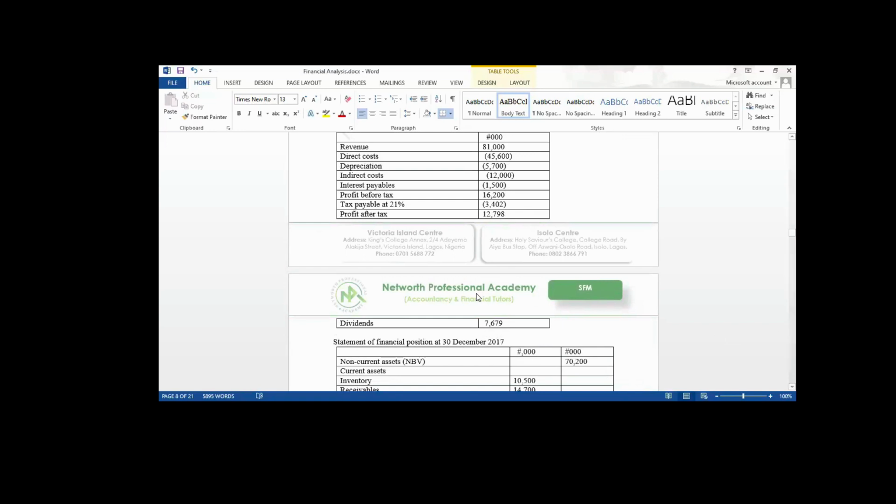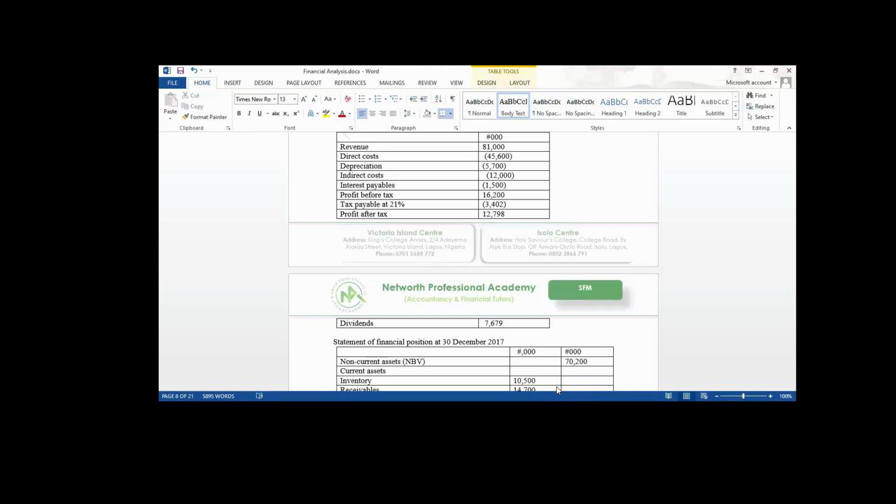7,679 divided by 12,798 multiplied by 100. Please calculate the payout ratio. Dividend divided by profit after tax. That is the payout ratio. Please calculate that.